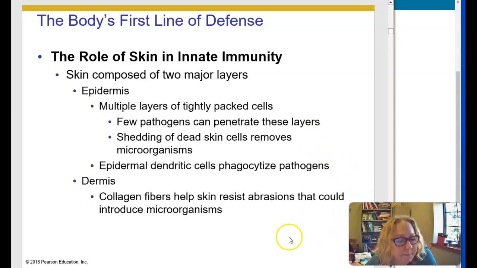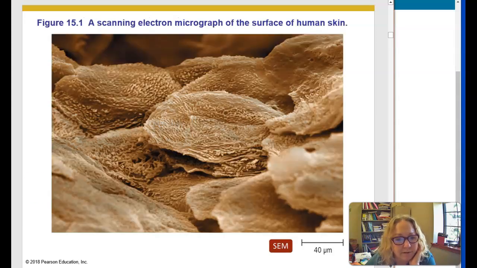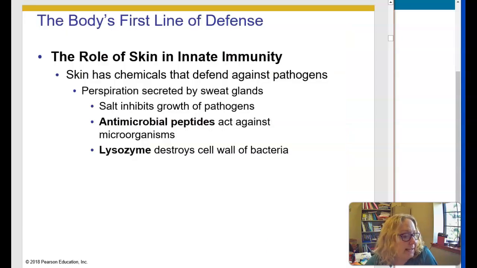Epidermal dendritic cells phagocytose pathogens if they're on there. And your dermis also has collagen fibers to help skin resist abrasions. Here's a little scanning micrograph of your skin.